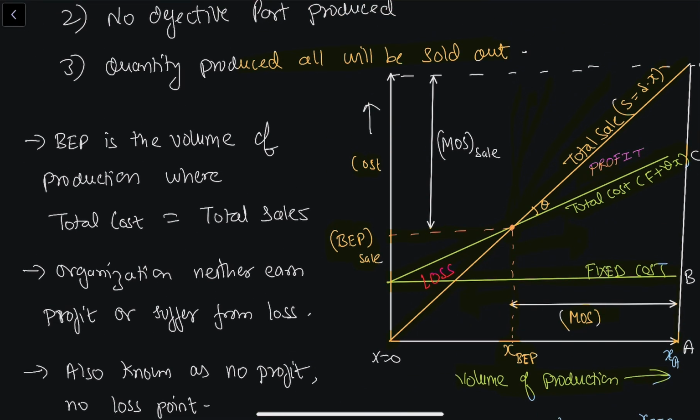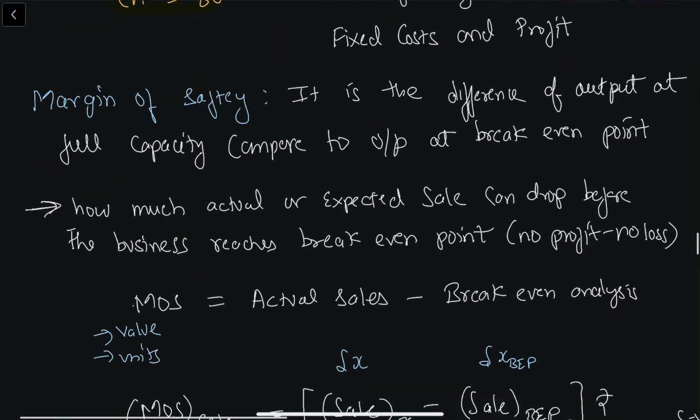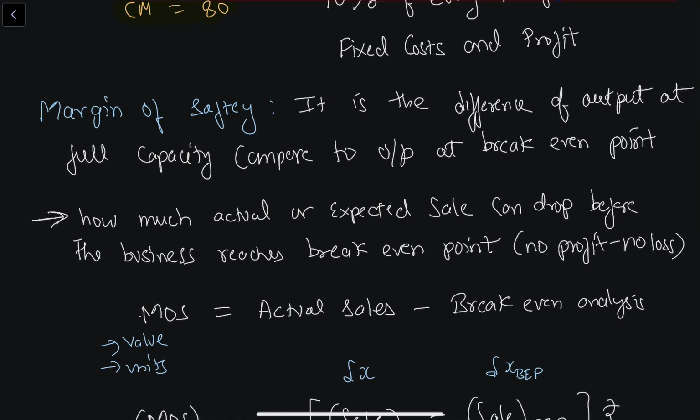Similarly, in terms of sales, we have the margin of safety sales. Suppose you sell some units worth 5000 rupees, and the minimum you need to sell is 1000, so your 4000 is the margin of safety sales. It gives you a track of how much at least you need to sell so that you do not incur any losses. It's the difference of output at full capacity compared to output at break-even point.